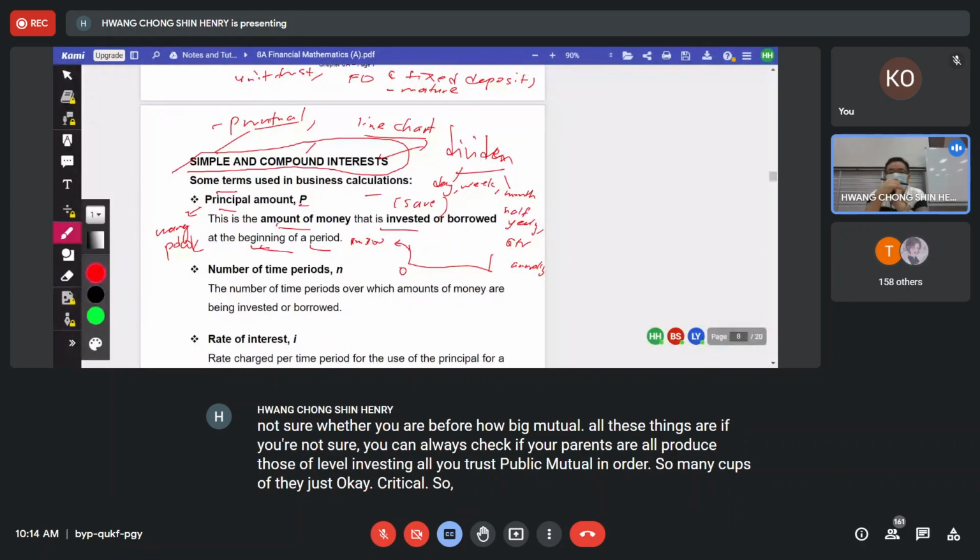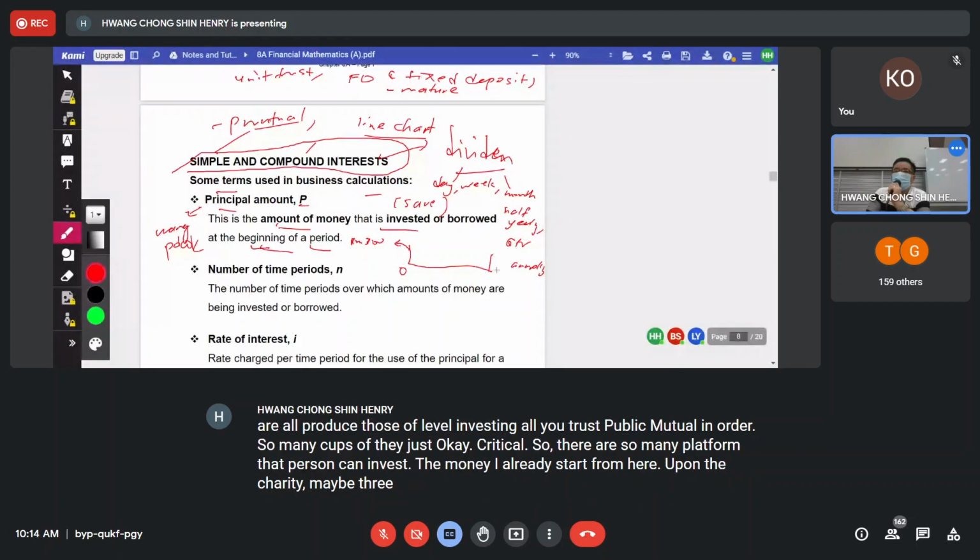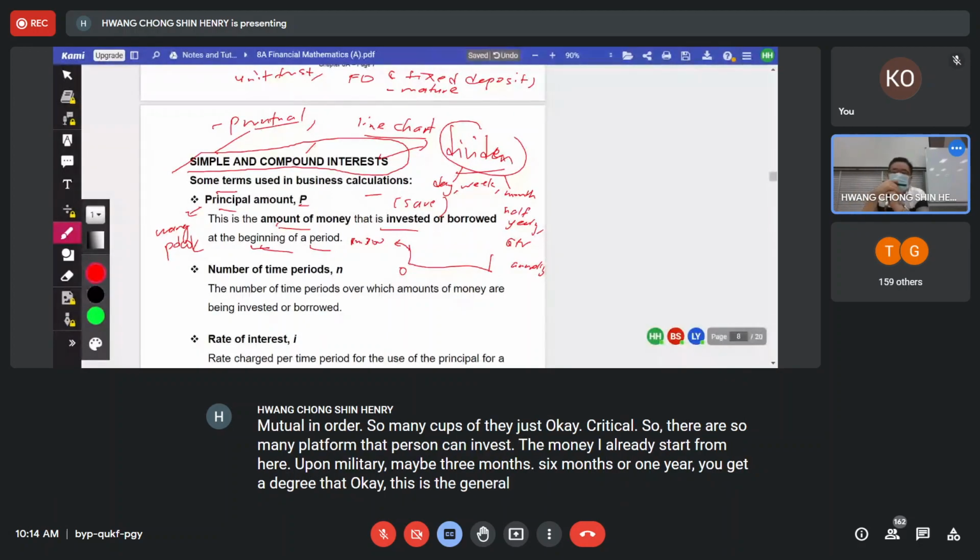So there are so many platforms where a person can invest their money. Upon maturity, maybe 3 months, 6 months, or 1 year, you get a dividend. This is the general idea. Take the principal. So this 300 is a principal.